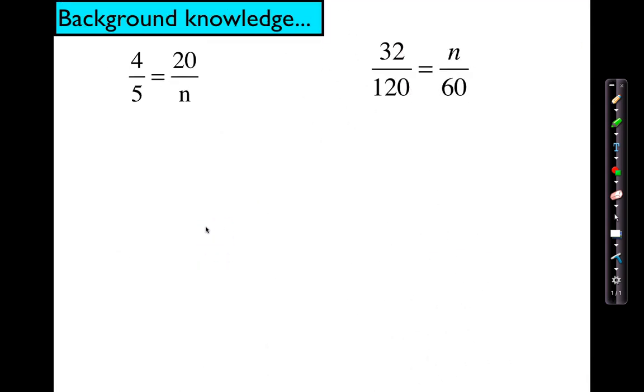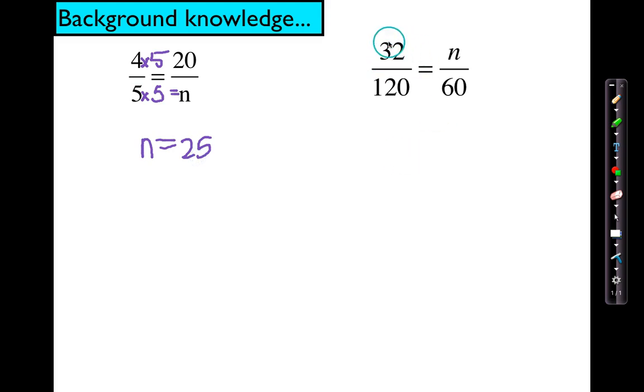Okay, so some background knowledge. For some problems like this, you might be able to do it in your head. For example, how does 4 become 20? Well, I'm multiplying by 5. So then I can easily determine what n is, because if 4 is being multiplied by 5, this denominator 5 should also be multiplied by 5. So what is n? n is 5 times 5, so I would say n is 25.